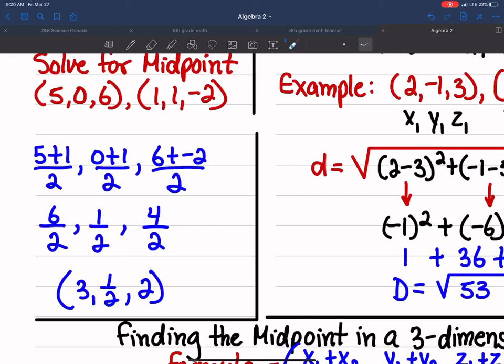Come to the dark side. Anyway, this will be 6 divided by 2 is 3. This is 1/2. We'll just leave that as it is. Or you could have just put 0.5 if you wanted to. And then 4 divided by 2 is 2.